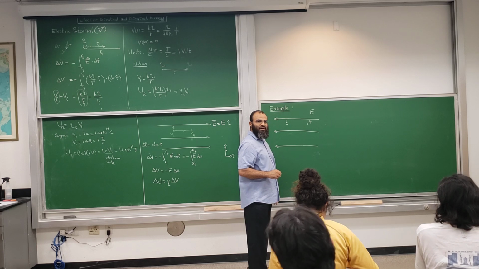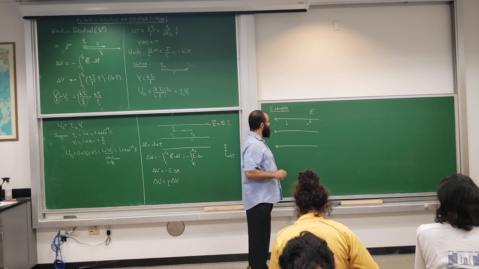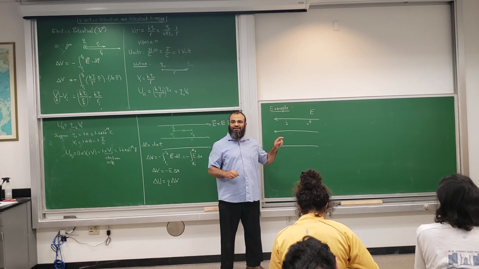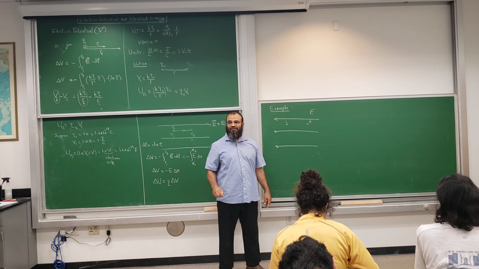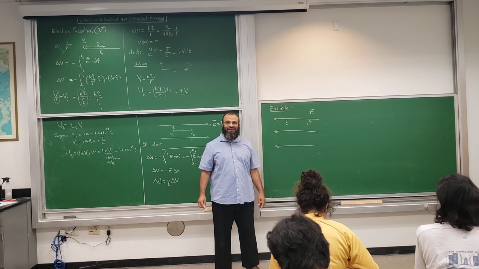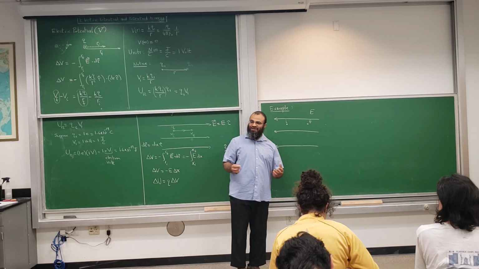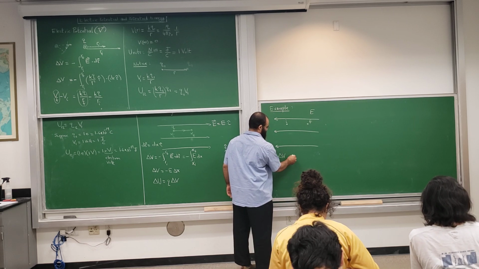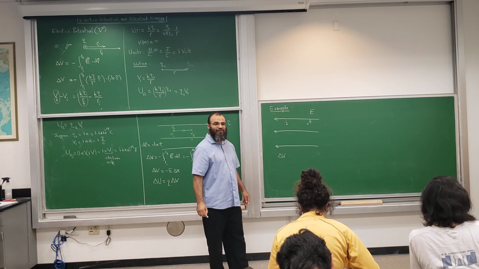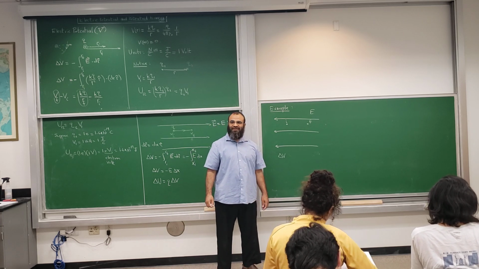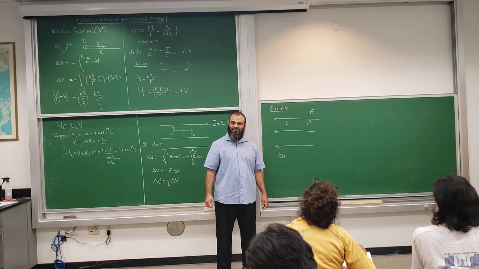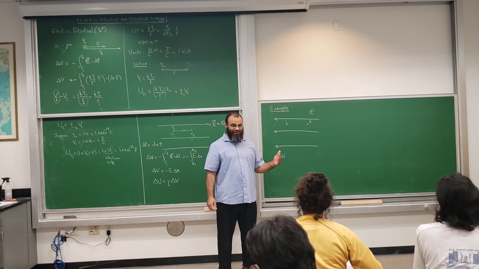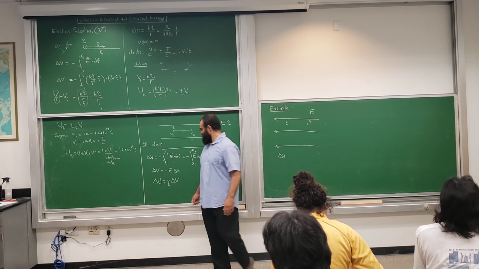Oh wait, we haven't determined whether the left side is negative or positive. The electric field is to the left. We're going from initial to final. Is delta V positive, negative, or zero? Positive, because the electric field is left and we're moving towards the right. So you move against the field. If you move against the field, the change in potential is positive.